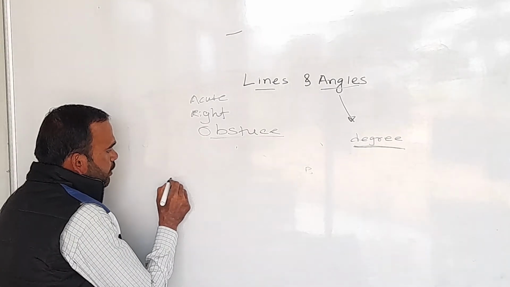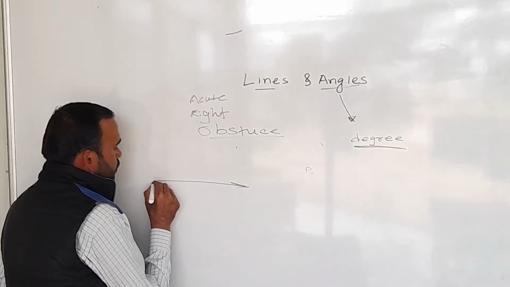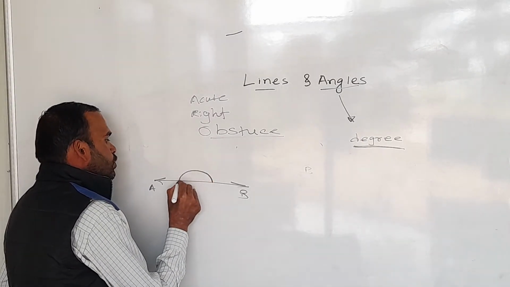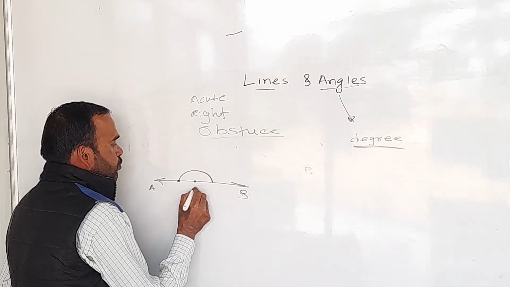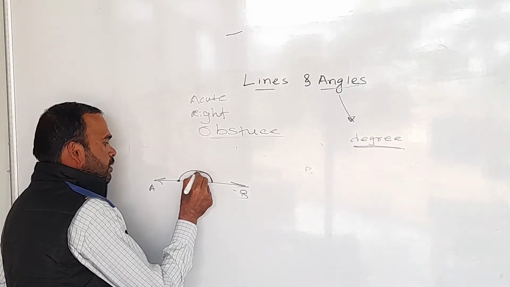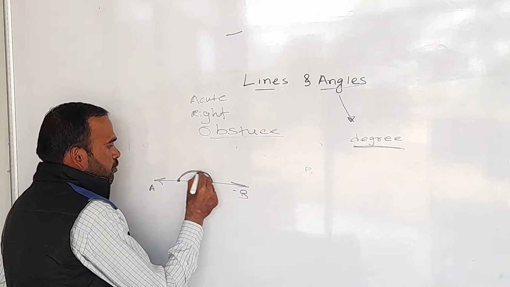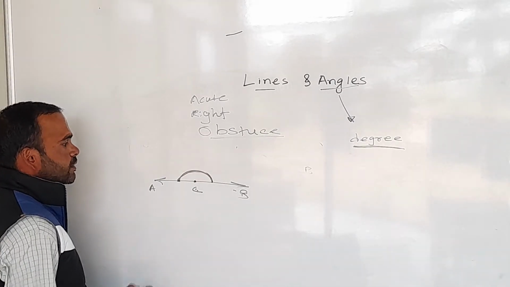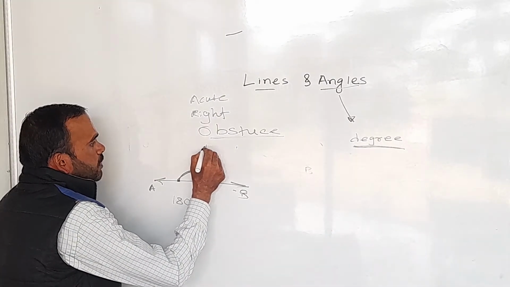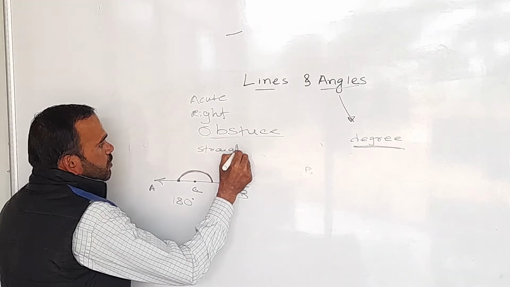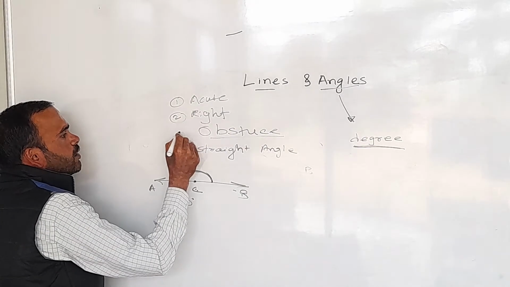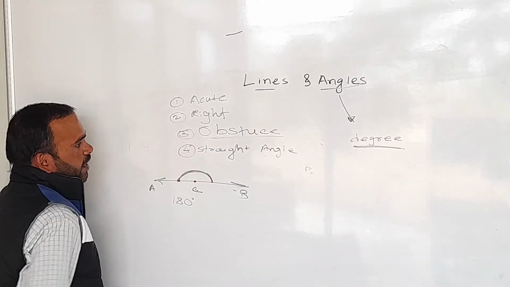Now, what is another angle? If this is a straight line, and I start from this point to this point, so if these are the two lines, line AC and line BC, and line BC and line AC make this angular distance in degrees equal to 180 degrees, that is called a straight angle. So: acute angle, right angle, obtuse angle, and straight angle.